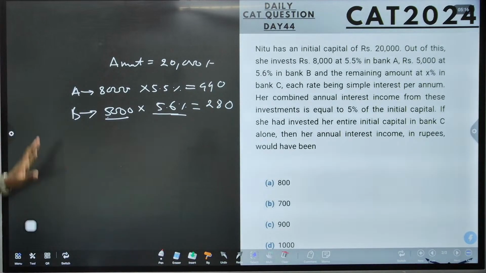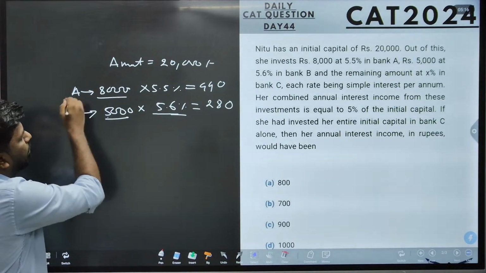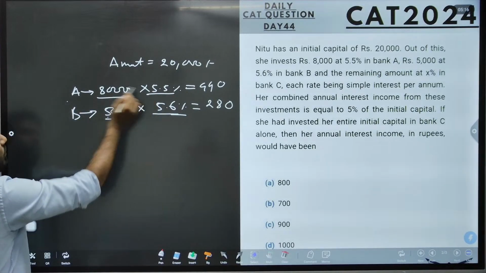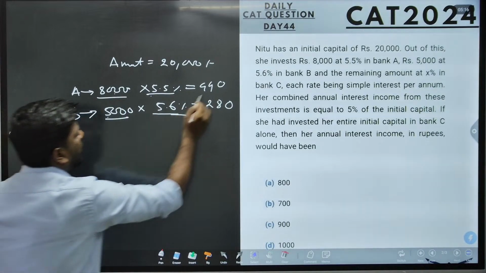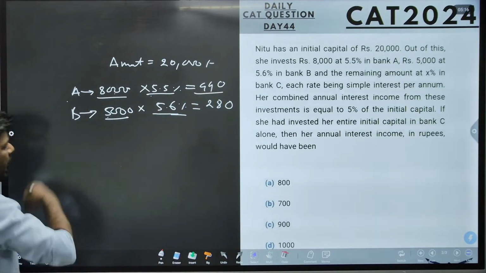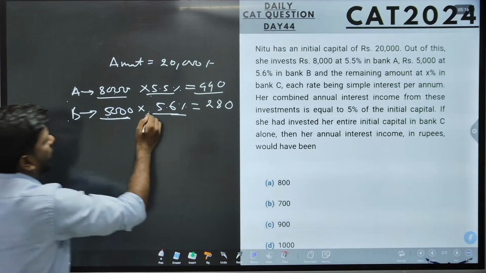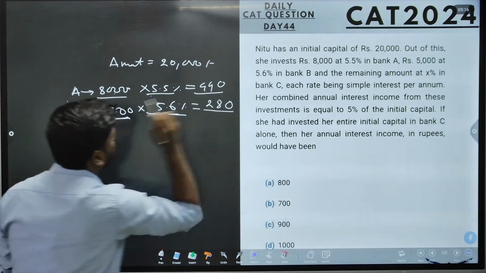So far, she invested rupees 8,000 in bank A at 5.5%, and after calculating 5.5% of 8,000 you get 440. Again, in bank B she is investing 5,000 at 5.6%, and she is getting 280 rupees.